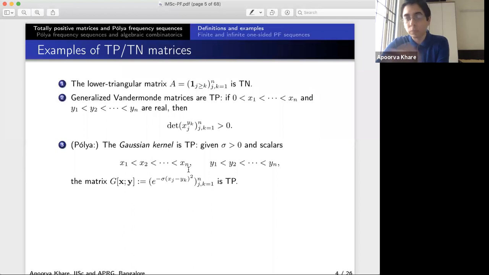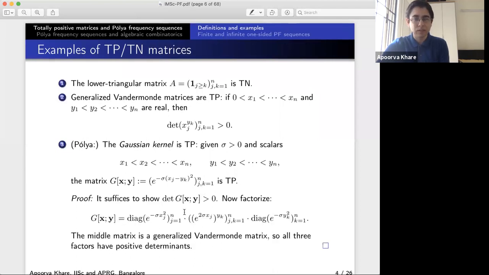Again, I'm going to prove for you, in fact in the next two lines, that this kernel is totally positive. The kernel takes x and y to e raised to minus sigma times (x minus y) squared, where sigma is some kind of inverse variance parameter. Suppose I take these rows and columns corresponding to x_j and y_k. The claim is that this matrix is totally positive. But again, by the same idea as previously, it's enough to show that the determinant is positive. This matrix actually factorizes, because we all know how to factorize (a plus b) squared. So this is just e raised to minus sigma x_j squared, e raised to minus sigma y_k squared, and then the middle term.